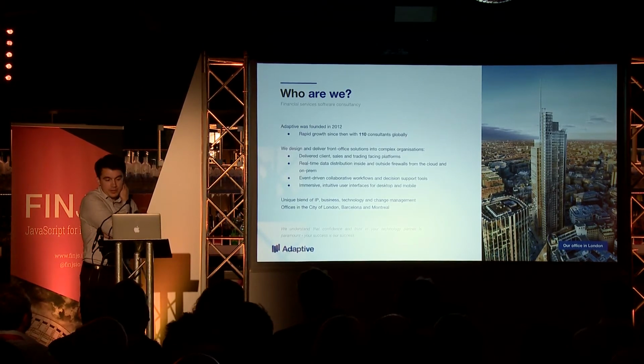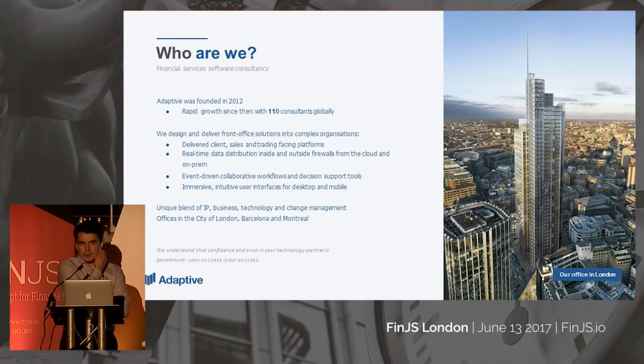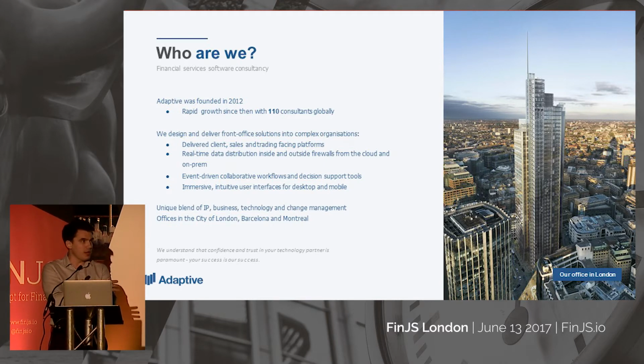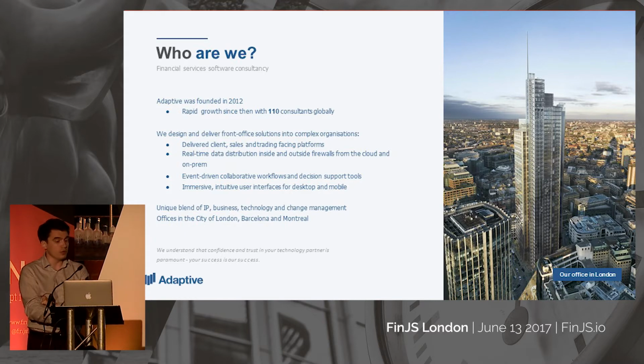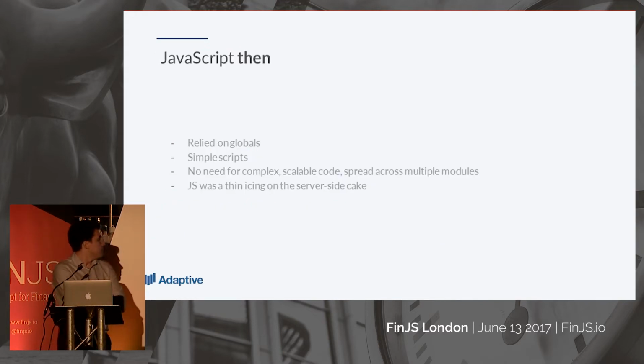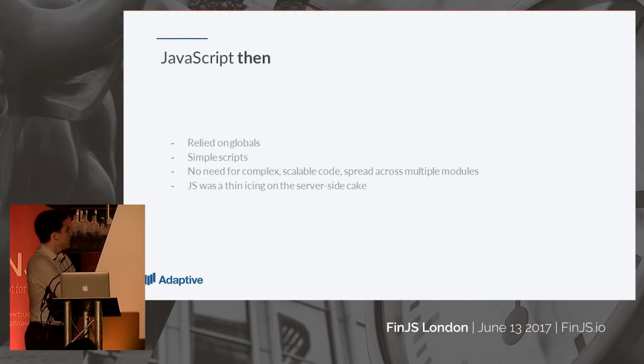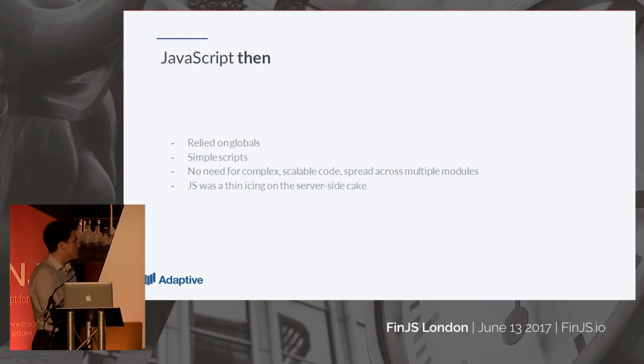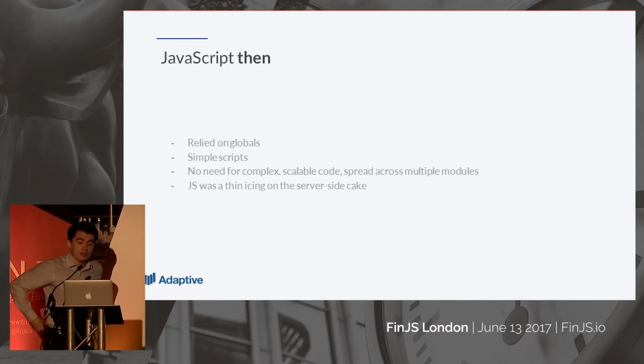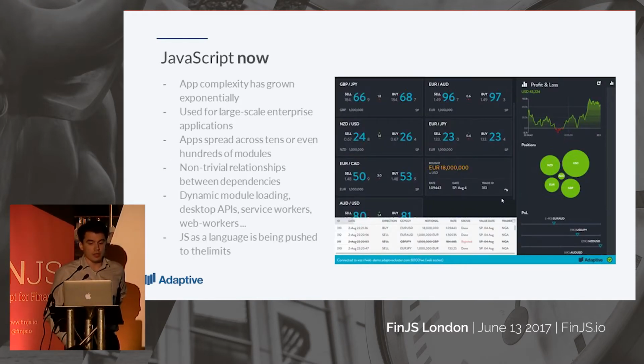So today I'm going to talk about a specific topic. Basically, I'm going to talk directly to developers. I'm going to show you how web applications grew up and demonstrate one specific challenge that its growth brought to us. So in the old times, we were relying on simple JavaScript applications. They were just basically scripts that were relying on globals. They were simple scripts. There was no need to have complex scalable code spread across multiple modules. Basically, JavaScript was the thin icing on the server-side cake. And today, it's no longer the case.